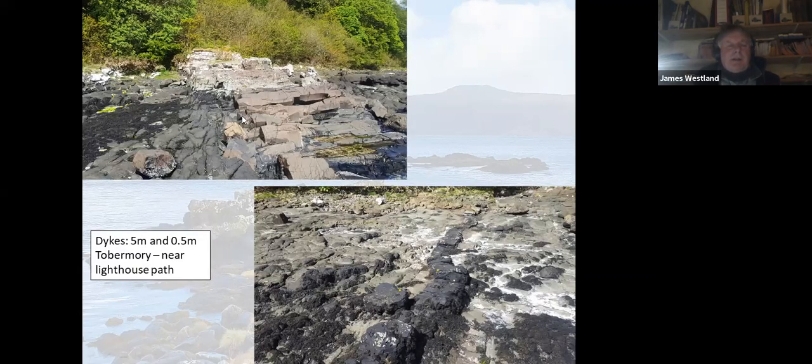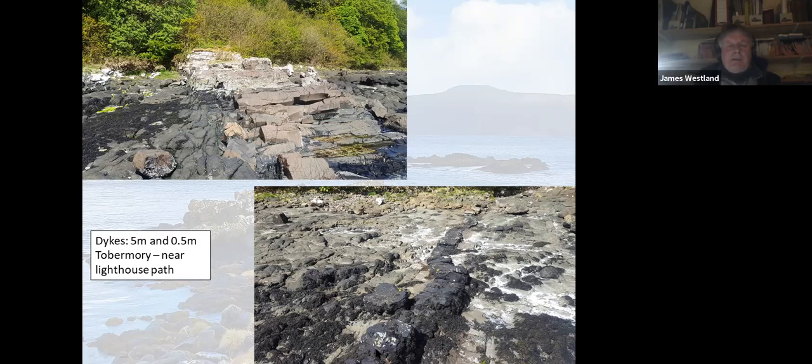These two dikes, there's a thick one. That's about 5 meters wide, that one there. That's near Tobermory, and a really good bit of coast up the path that goes to the lighthouse. There's some really nice dikes down there. There's about 10 of them over a space of about half a kilometer. There's a lot of dikes there. That's a good wide one. You can see a sort of columnar structure to it across the way. We'll see a bit of that later as well.